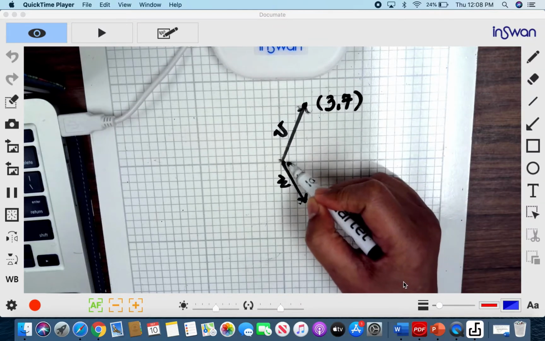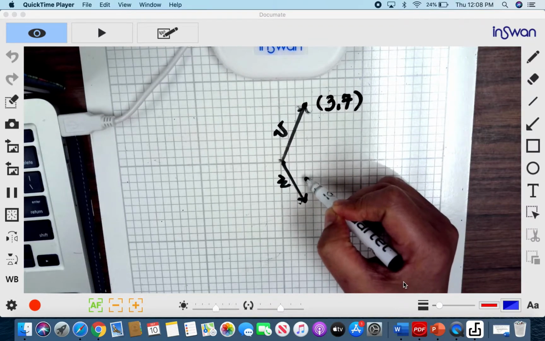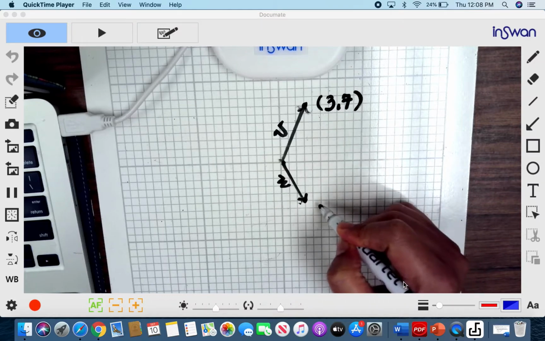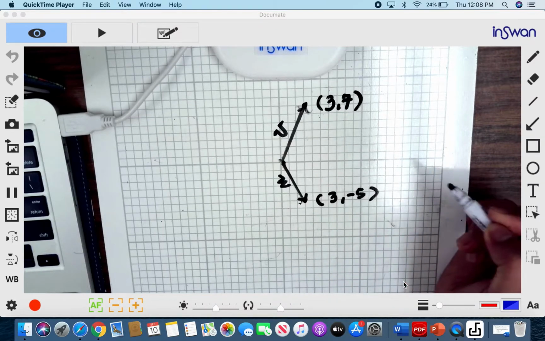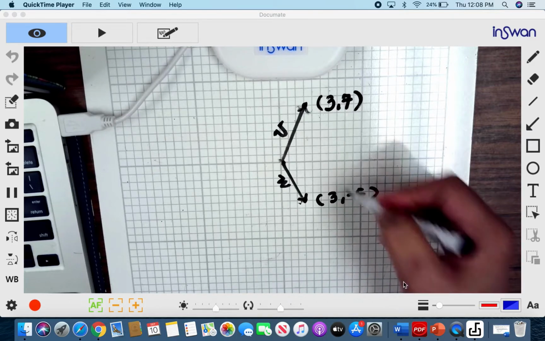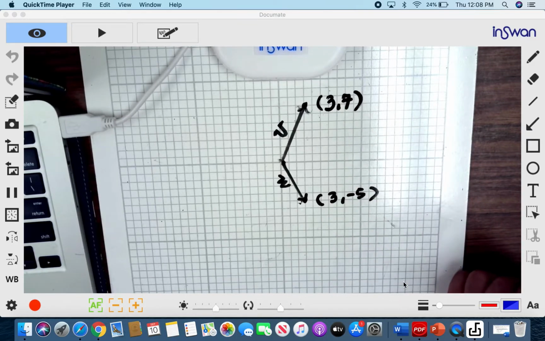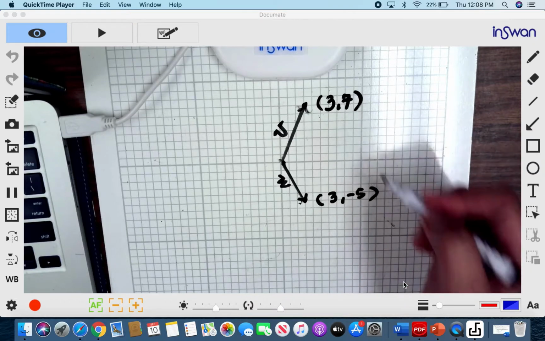This one is 1, 2, 3, 1, 2, 3, 4, 5. So this will be 3 and negative 5. If we wish to find the resultant, all we have to do is to add the two vectors, or we can do the parallelogram method later.